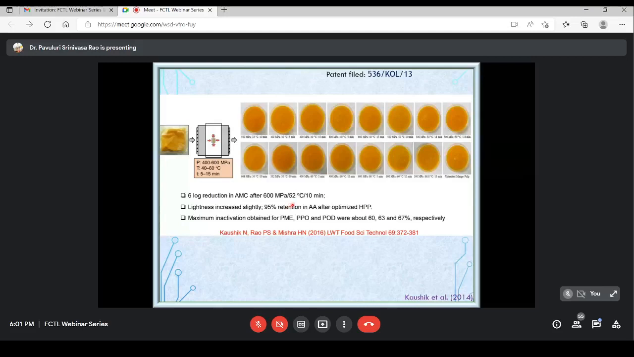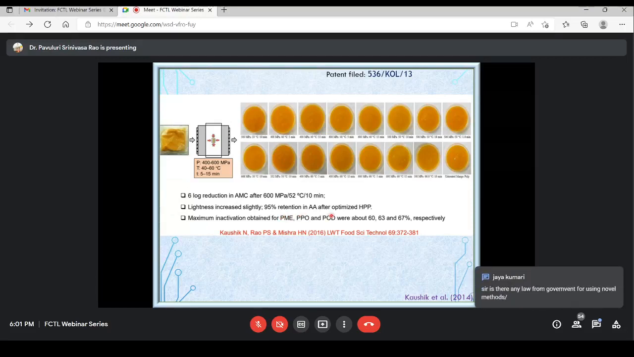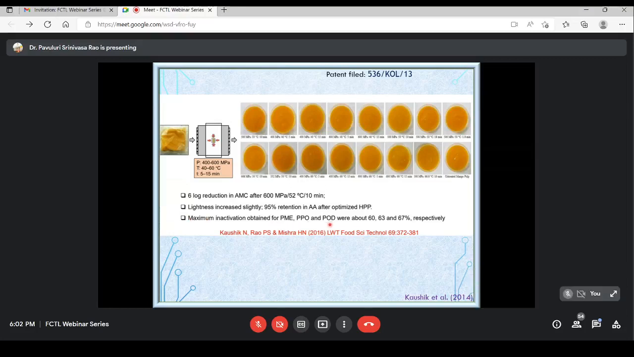Basically, this is a thermal assisted high pressure processing treatment in comparison to the previous ones, which were only high pressure treated. Lightness increased slightly, and 95% retention of ascorbic acid was obtained after the optimized high pressure condition. You can see the maximum inactivation obtained for PME, PPO, and POD. PME was the most resistant, and that way it can be taken as an indicator enzyme, so that you can design the process.